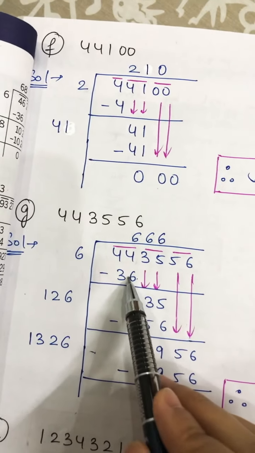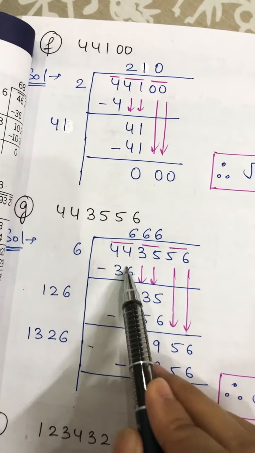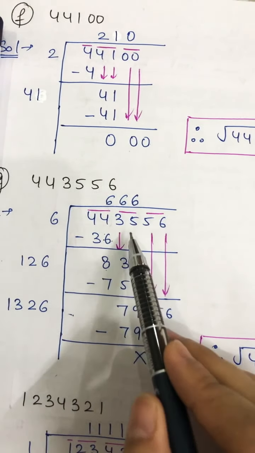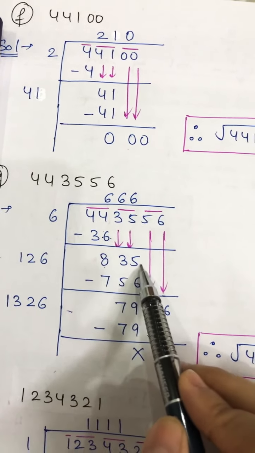7 sevens are 49, which will be bigger. So 6 sixes are 36. 44 minus 36 is equal to 8. Now take out these two digits as it is.